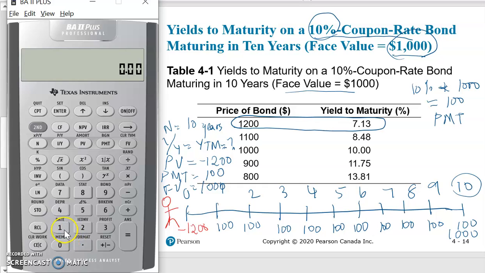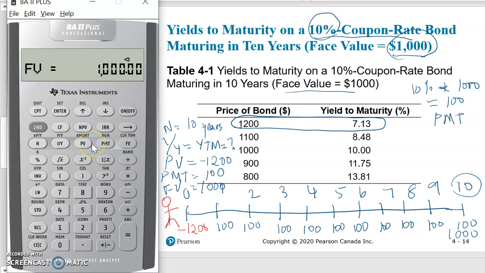So I have my N of 10 years. So I put in 10 and then click on N to store or set N equal to 10. I/Y is what I needed to calculate or compute, which is the YTM. I have a present value of a negative 1200. I purchased the bond for $1,200. So negative 1200, then click PV to set the value to negative 1200. PMT of $100. So 100, and then click PMT to set the value to $100. And FV of $8,000. So 8000, click FV to set it.